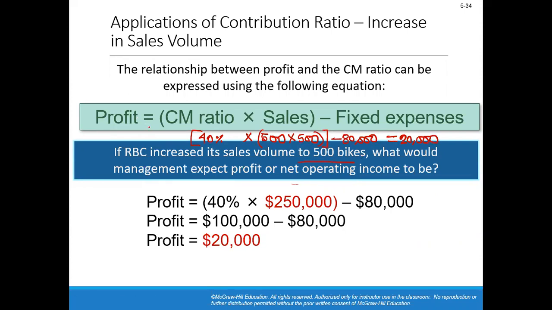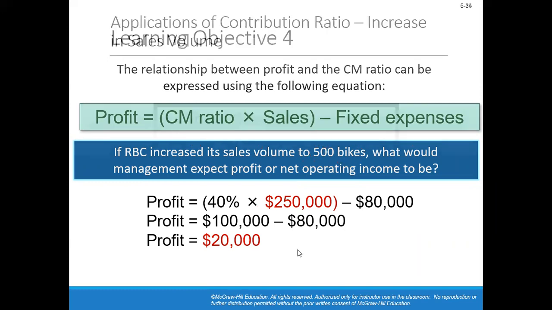So in this way, you can also calculate the total profit. In the previous case, we saw that it is possible to calculate the incremental profit. So in the 500 bike sales case, we see a total profit of 20,000. I mean, the total profit here means the net operating profit. Okay, so this is the way the contribution margin ratio can be helpful or useful.